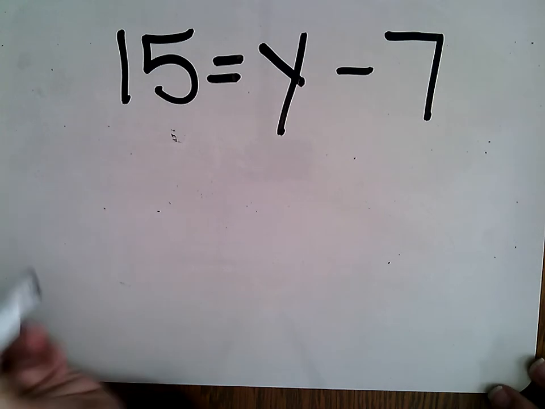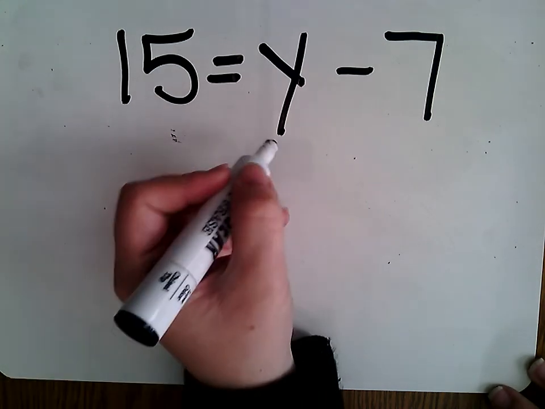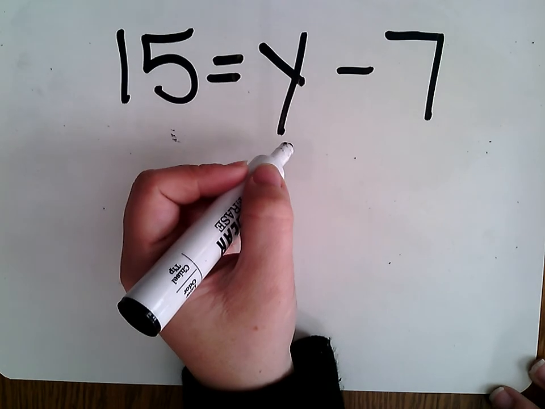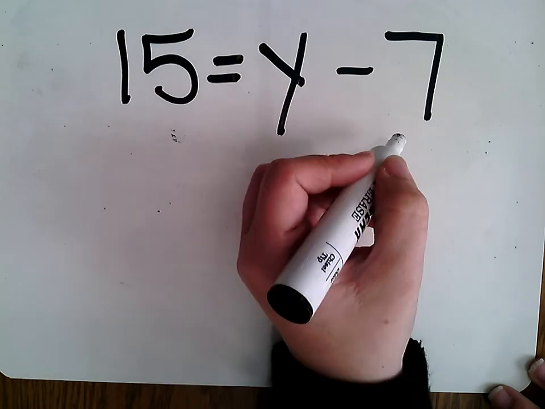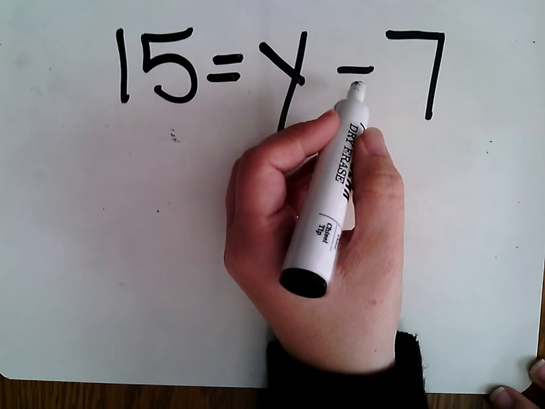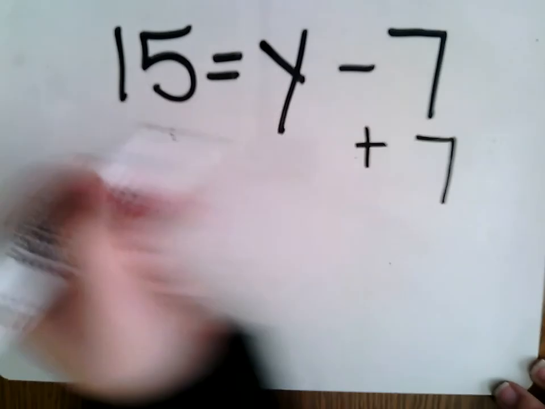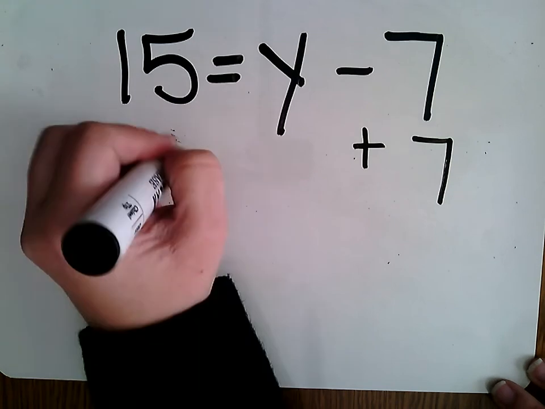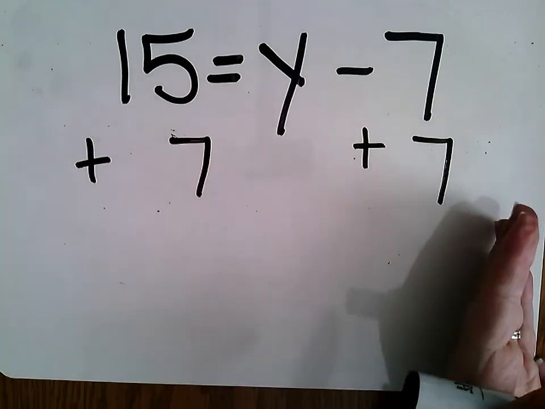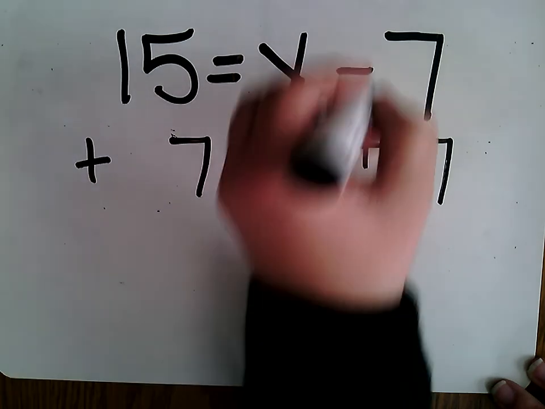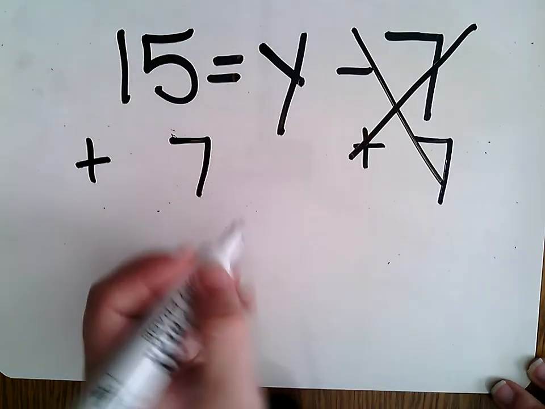Okay, so if I'm wanting to get y, which is the variable, by itself on this side of the equal sign, I'm going to get rid of the 7. There's a subtraction symbol here, so I'm going to do the opposite. I'm going to add. Whatever I do to one side, I do to the other. So if I'm adding 7 here, I'm adding 7 here. Okay? These are canceling each other out.